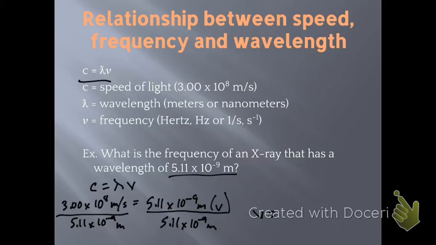So you should have got, now this has 3 sig figs. This has 3, so your answer should have 3. So my final answer should be 5.87 times 10 to the 16th. This is frequency, so frequency is in hertz, right? Okay? Cool.